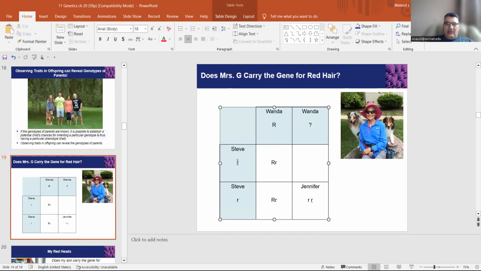If you know already that the male is homozygous recessive, so both of them are recessive, and this one having one R, what do you think this is? Is it the same as this, or is it lowercase? Does anybody know?